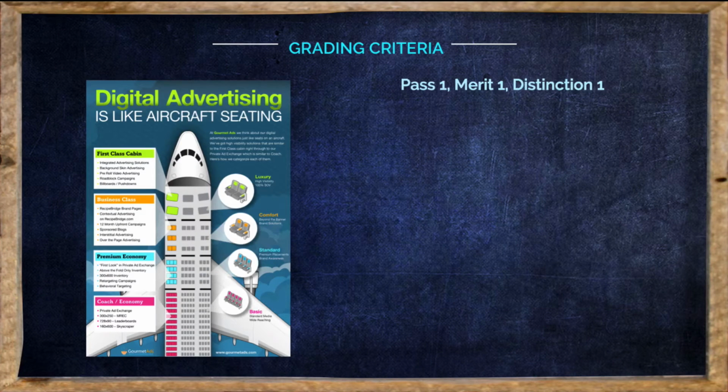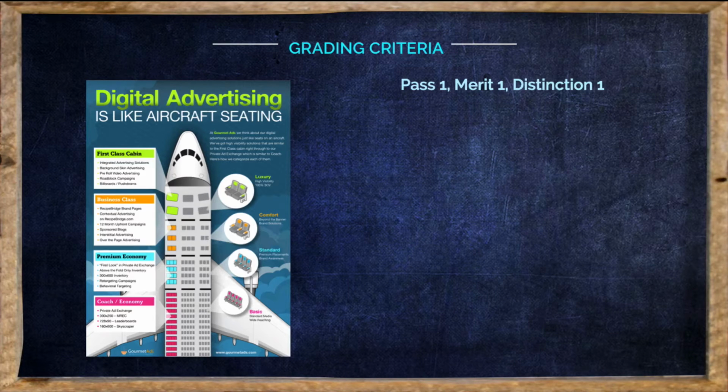So we've got Pass 1, Merit 1, Distinction 1. Pass 1, investigate information graphics briefs. Merit 1, demonstrate effective exploration. And Distinction 1, independently apply it to inform your innovative work. Let's have a look at that a bit more closely.